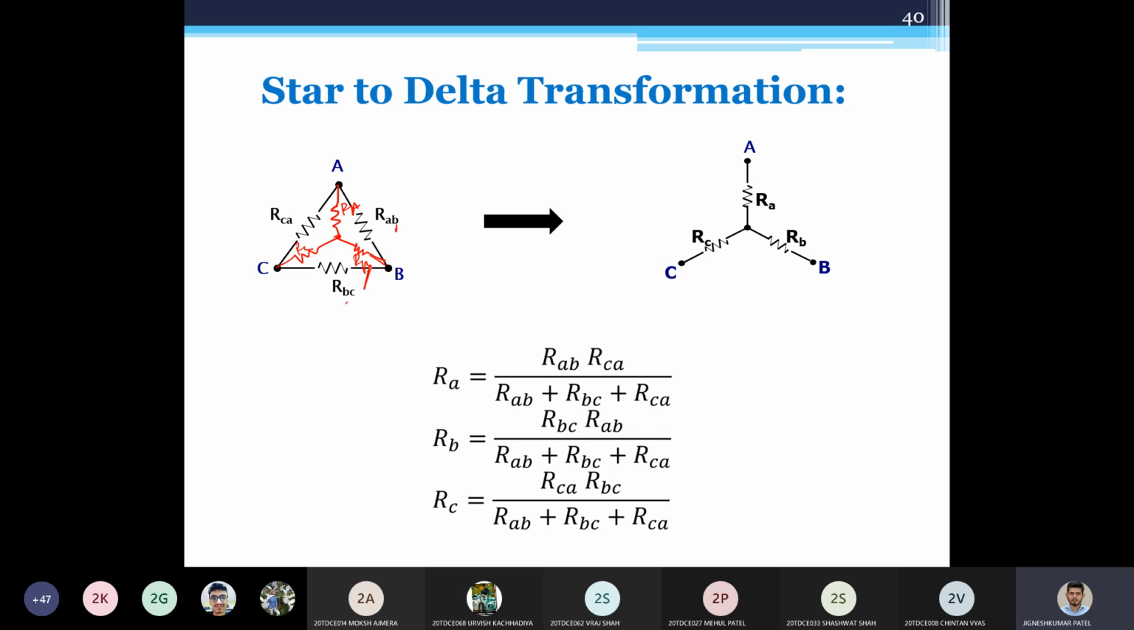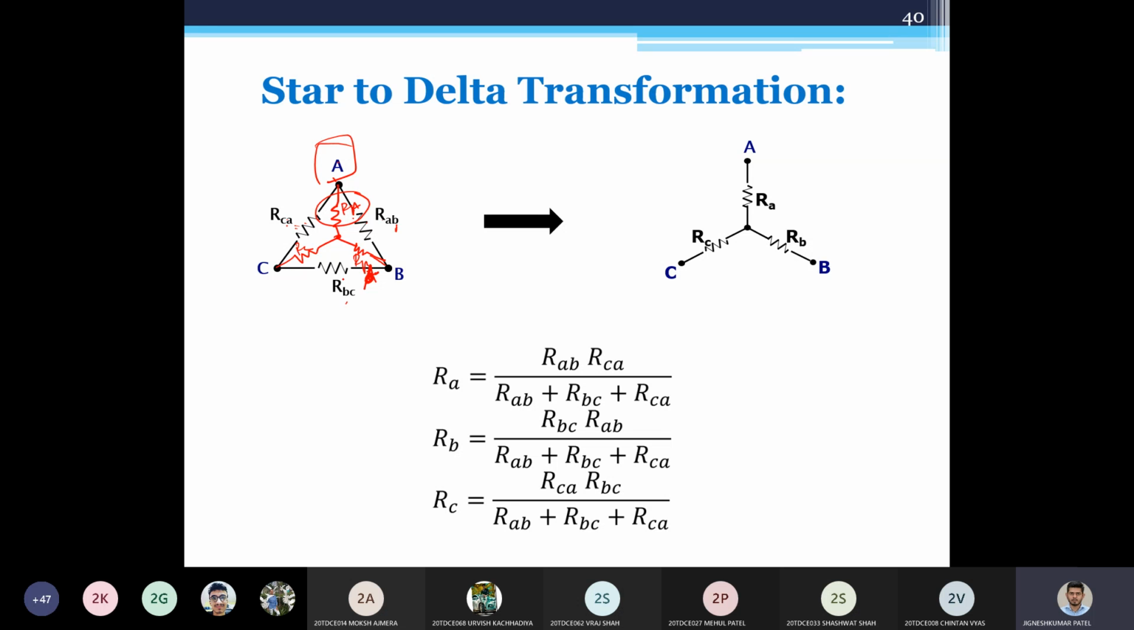I cannot say this is my RA. Otherwise, what will happen? I'll write the equation in accordance with RA, but actually I should be writing it with RB. So you cannot randomly name it. Whichever resistor is between the other two branches, depending on that, I'll decide the name. This is RA because it is in between RCA and RAB. Or you can directly name it with the node itself. You can see this is node A, so I can say this is RA.